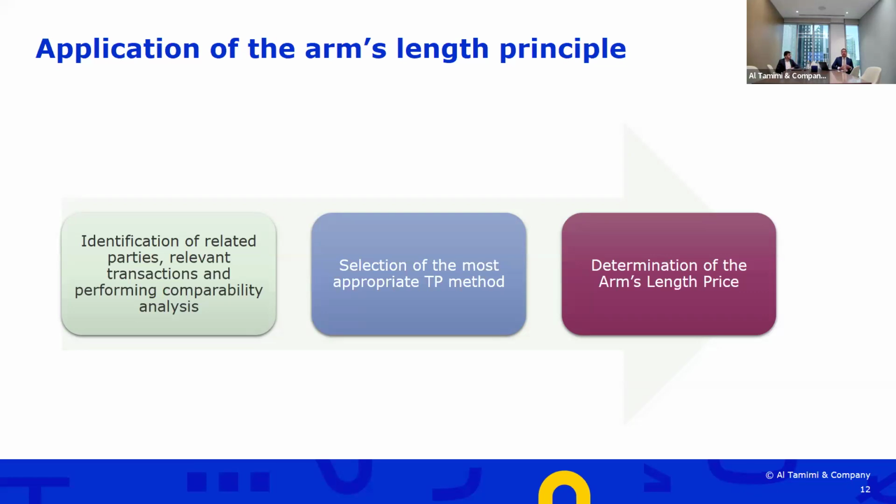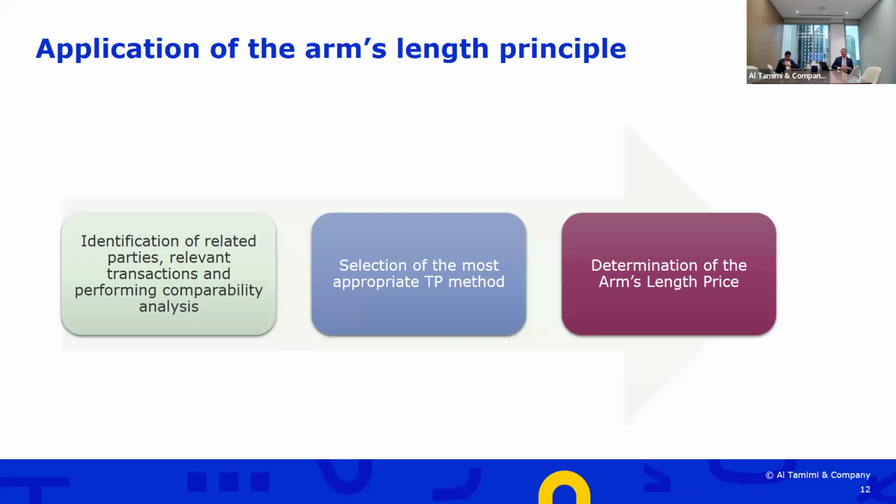The second step is to identify the relevant transactions. Let's say you have one company in the UAE, another company in Spain, and the transaction is provision of services from Spain to the UAE. Both of the companies belong to the same group, so under the transfer pricing legislation and the corporate tax rules, they are considered related. The transaction as well is a relevant transaction.